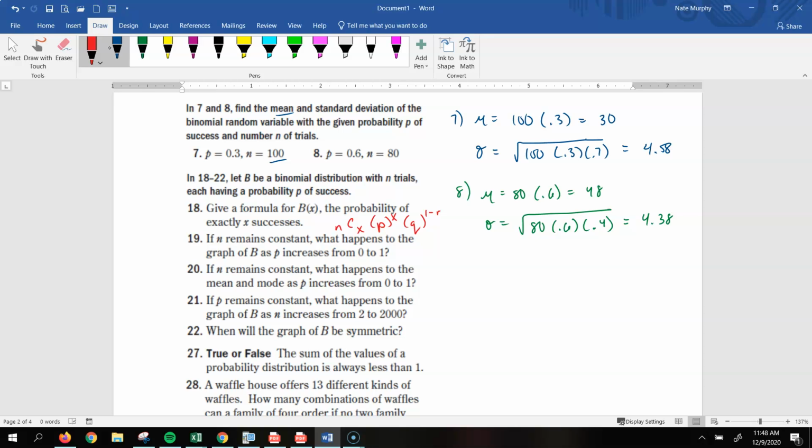Now for number 19, it says, if n remains constant, so the number of trials stays the same, what happens to the graph if p increases from 0 to 1? This is very similar to question number 13 in the self-test, and that's just going to be that the graph shifts from left to right. For number 20, if n remains constant, what happens to the mean and mode as the probability increases from 0 to 1? The mean and the mode will both also increase, to whatever n is.